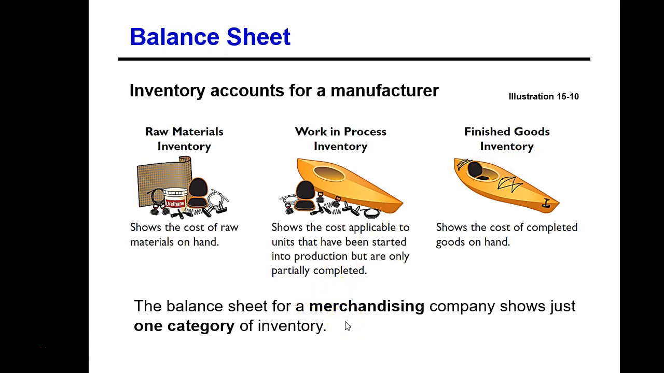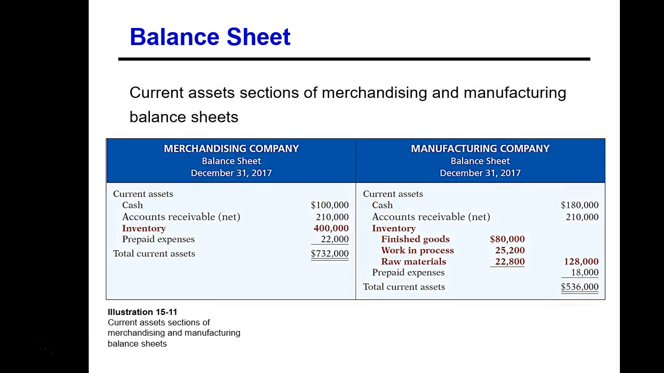Now, for a merchandising company, remember that they're going to buy a product in its finished stage already, so they're only going to have one inventory account known as their merchandise inventory account. So here we have the balance sheet for a merchandising company. Notice that they only have one inventory account. But for the manufacturing company, we're going to show our raw materials, work in process, and finished goods. These are all different types of inventory shown on the balance sheet of a manufacturing organization.